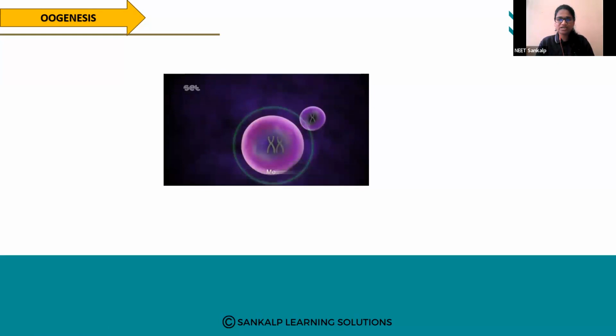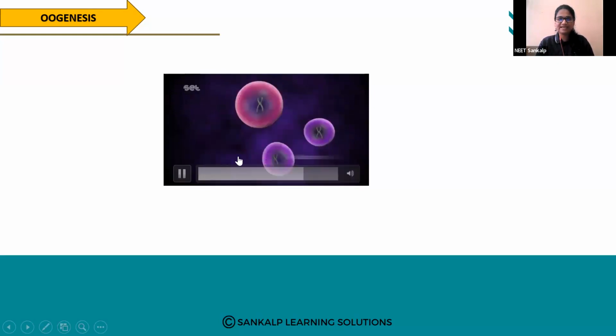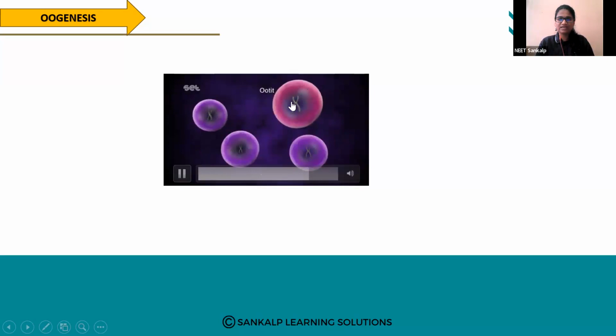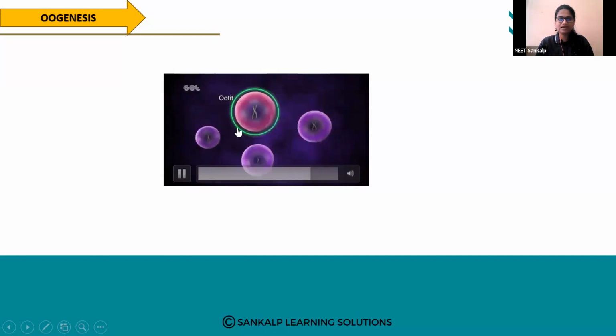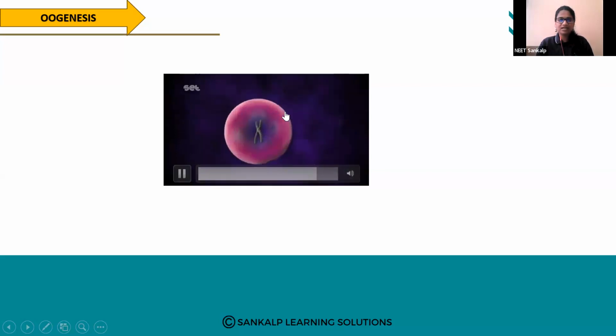Secondary oocyte, meiosis 2. This is the first polar body, and this is the second polar body. This is the oocyte, or ova. This is an ova, or an egg. All these are polar bodies, which will degenerate. This is called oogenesis.